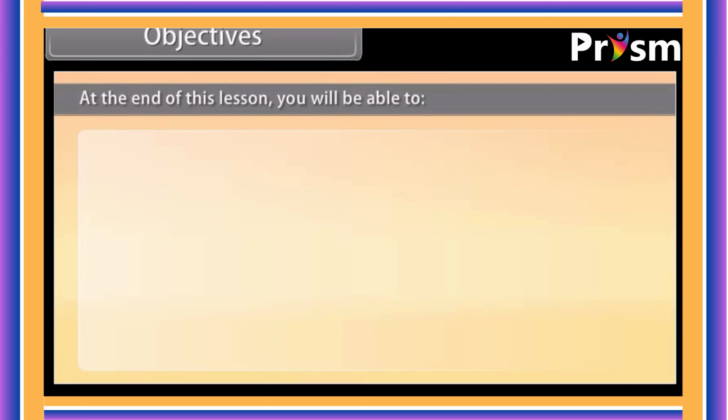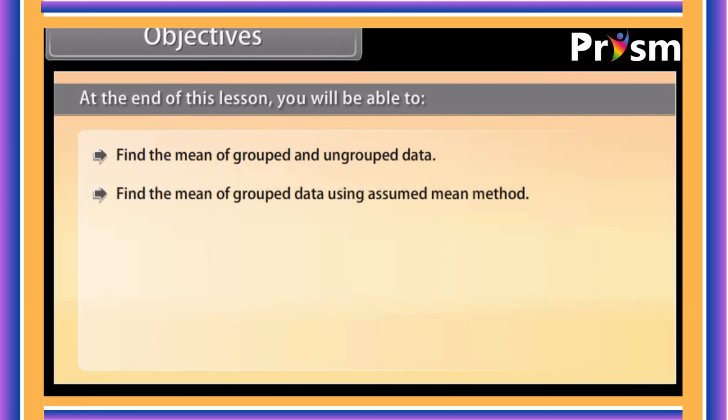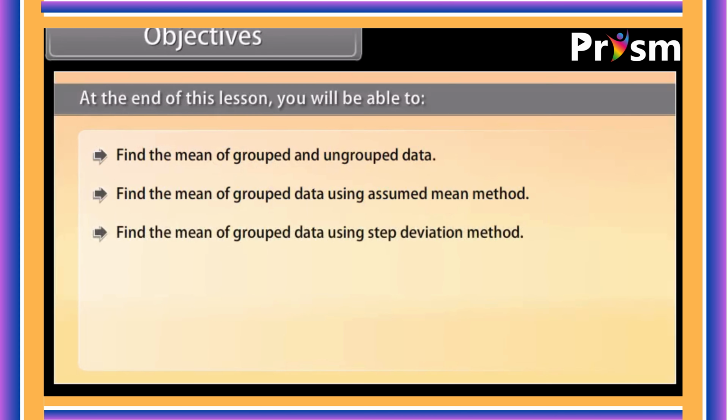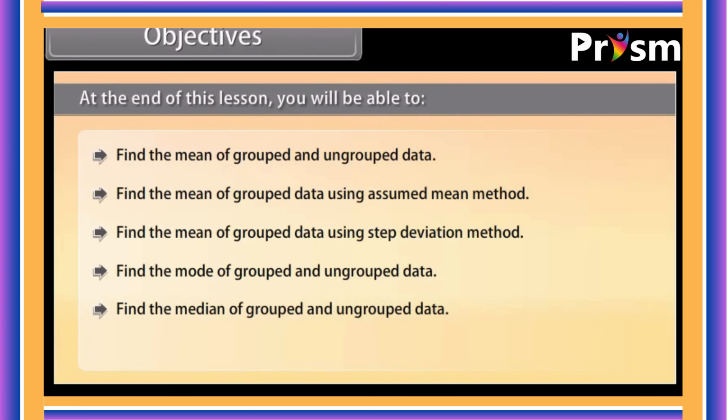Objectives. At the end of this lesson, you will be able to find the mean of grouped and ungrouped data, find the mean of grouped data using assumed mean method, find the mean of grouped data using step deviation method, find the mode of grouped and ungrouped data, find the median of grouped and ungrouped data, analyze cumulative frequency distribution.